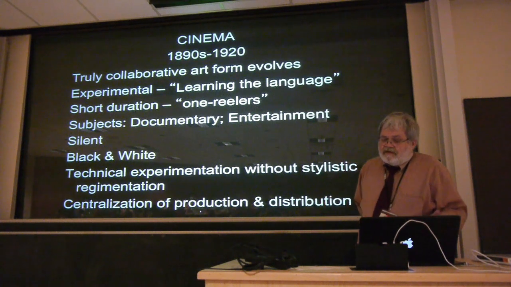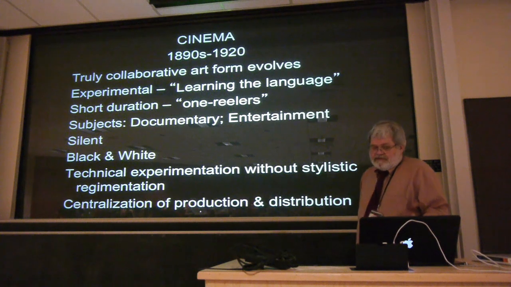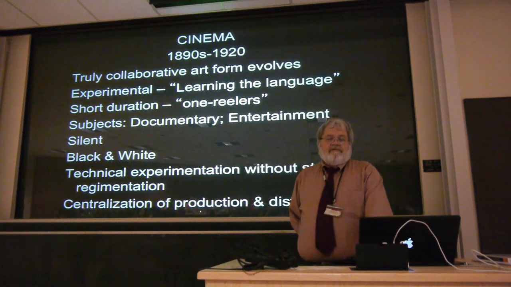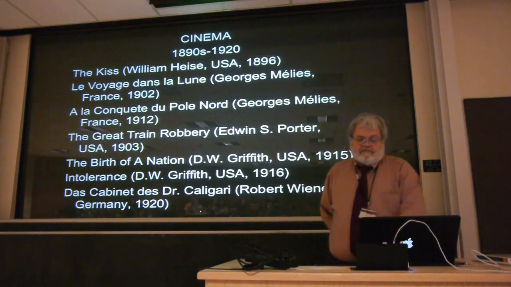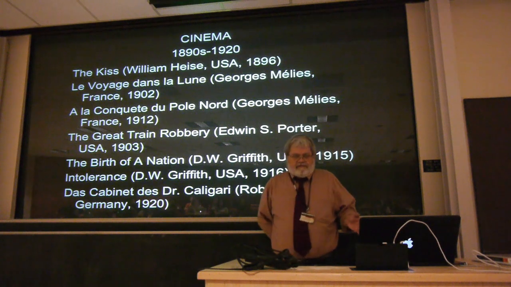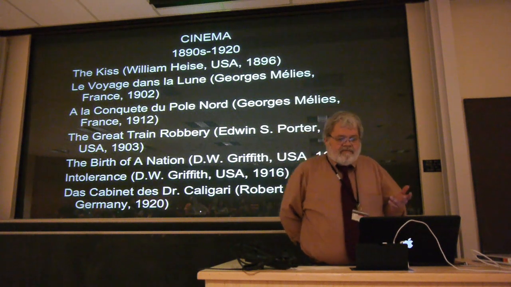Black and white film, technical experimentation with these sort of things occurred. And probably centralized production and distribution would help this rise of this medium as well. I point out some typical films. These are not all my favorite films, but just what they represent in terms of the evolution of cinema at the time.